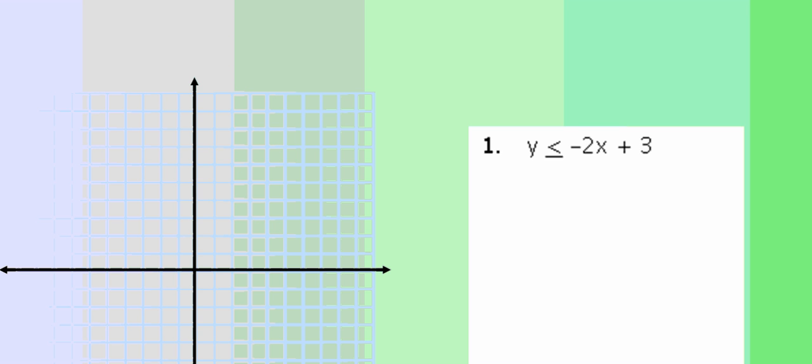Our first problem that we have, y is less than or equal to negative 2x plus 3. In this equation, we're already in slope-intercept form, so we can begin by graphing right away. We have our y-intercept of 0, 3, which we can plot on our graph. We then have our slope, which is negative 2 over 1, which means I'm going to move down 2 and to the right 1.